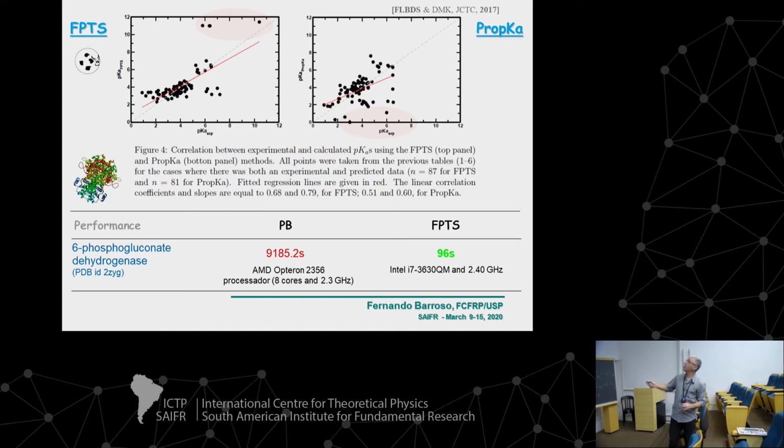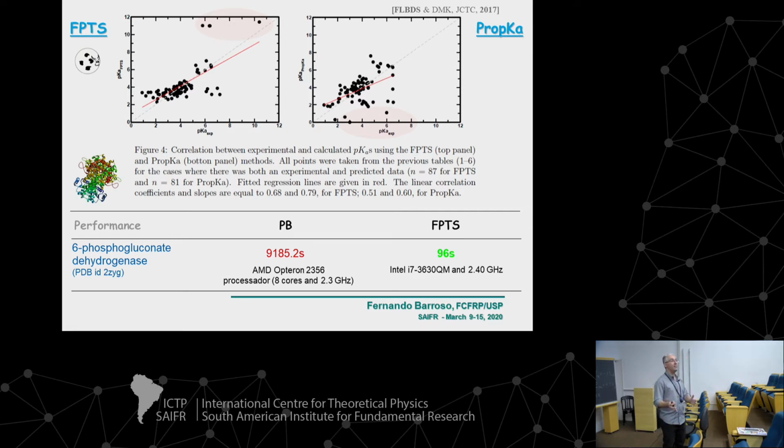You can see here the comparison between PropPKa and experimental data. Each of these points corresponds to one experimental point from different proteins. And here you can see the same correlation, our data, our model, and experimental data. It turns out to be very good. I mean, if you make a comparison between the linear coefficient and the slopes, we have something that's 0.68. PropPKa gives you 0.51. So we are slightly better than PropPKa.